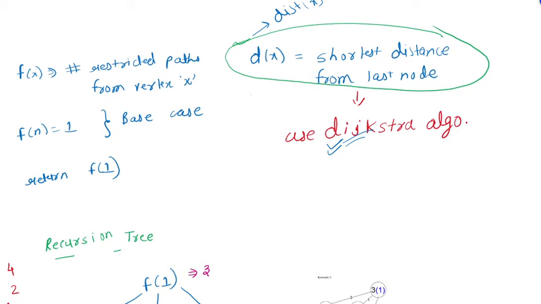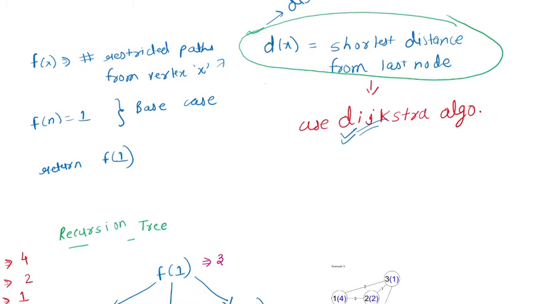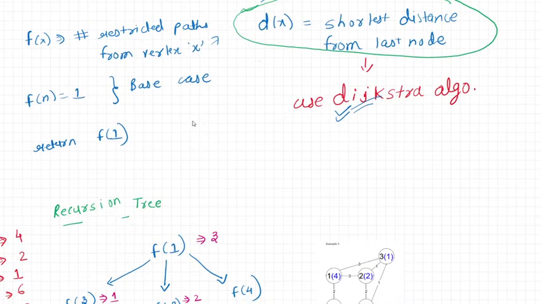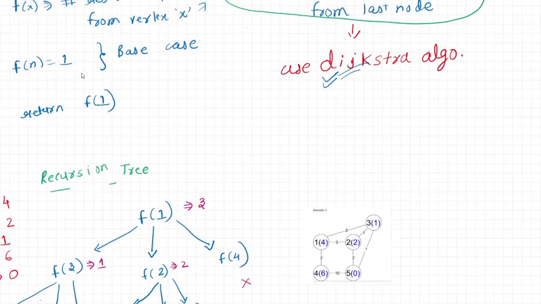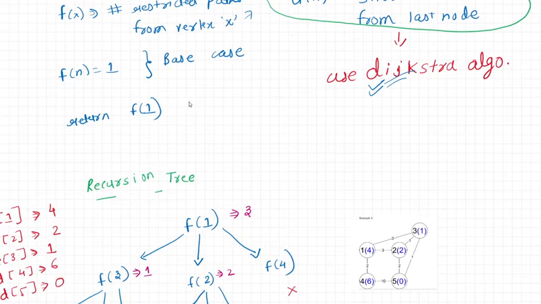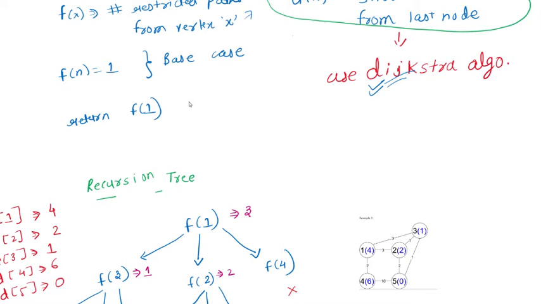Let me first define a recursive solution. Let f of x be the number of restricted paths from vertex x. If we define our recursion this way, then f of n will clearly be 1. And according to the question, they are asking us to return all the restricted paths starting from 1, so we need to return f of 1.